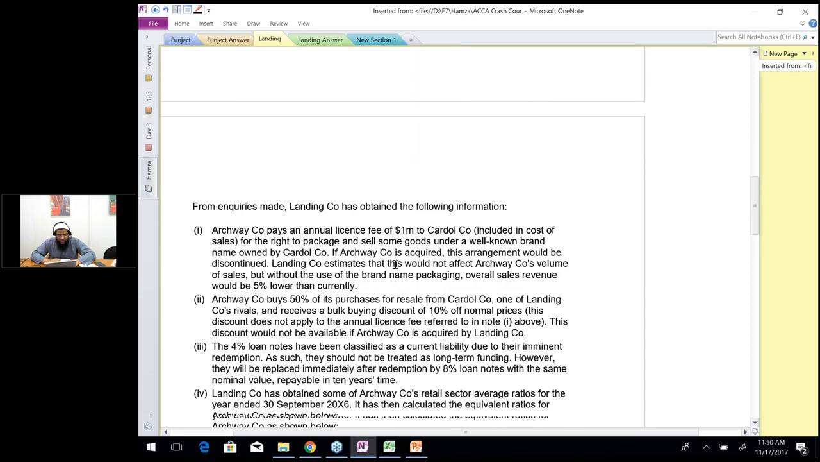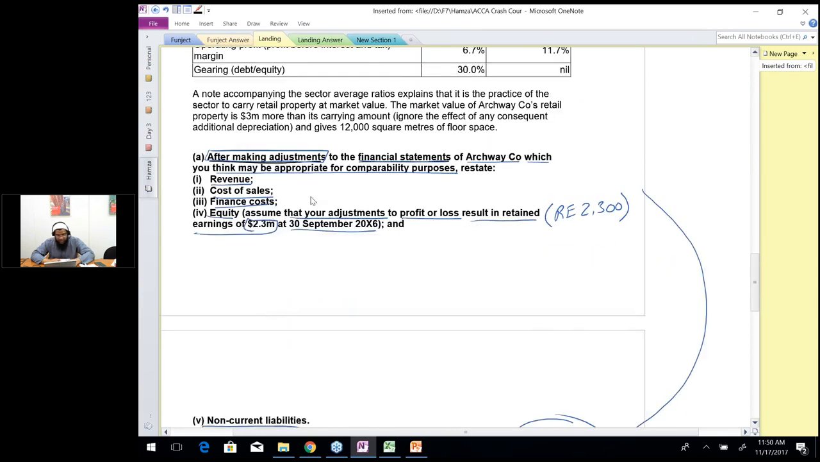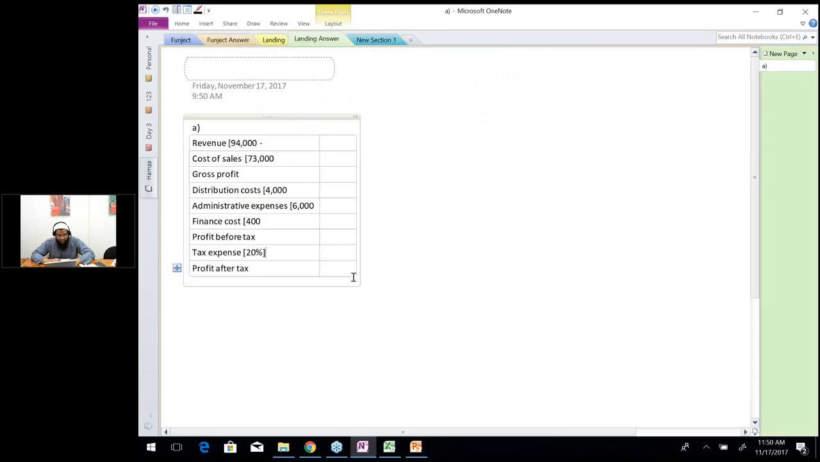So apart from this, the question has required the equity and the non-current liabilities. So what we can do is calculate separately the values required in the question. So we are going to tell the revenue restated, the cost of sales, finance cost, the equity, and the non-current liabilities. So this is actually the requirement of part A, but this first part we are solving so that we are going to use this in the overall analysis.